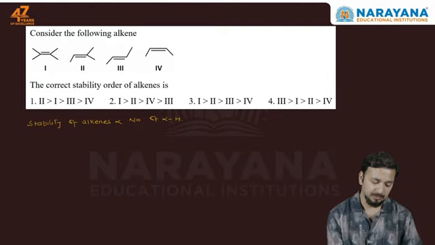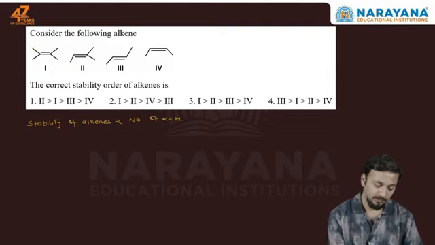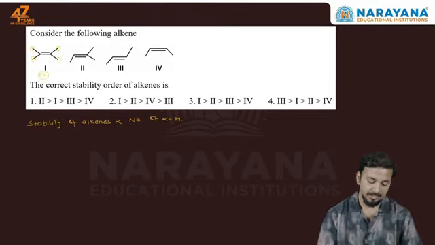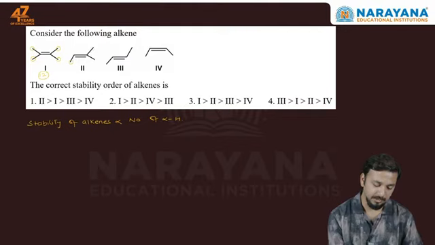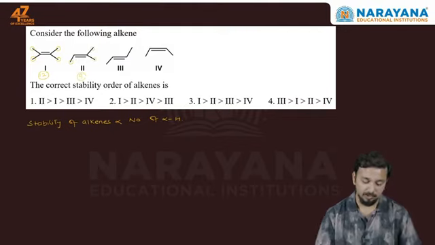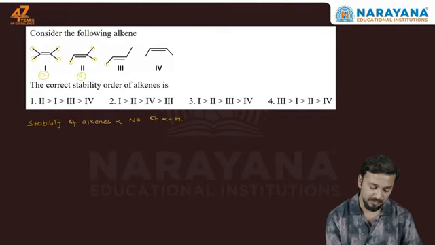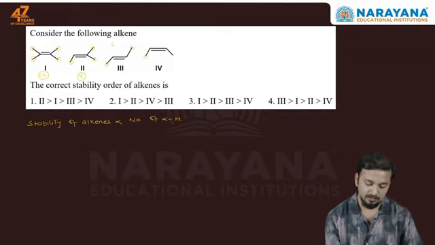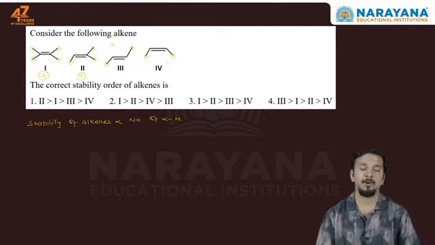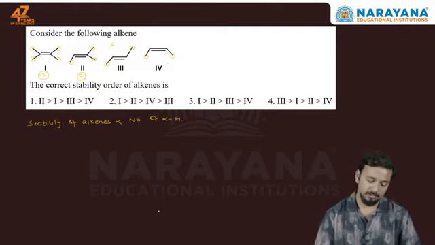So in the first compound we will have total 3 plus 3 plus 3 plus 3. There are total 12 alpha hydrogens. In second molecule there is 3 plus 3 plus 3. That is total 9 alpha hydrogen, which means 1 is more stable than 2. Now between 3 and 4, 3 has total 6 alpha hydrogen, 4 is also having total 6 alpha hydrogen. Now how to differentiate between 3 and 4? How to find which is more stable?